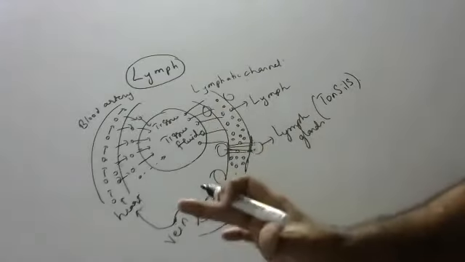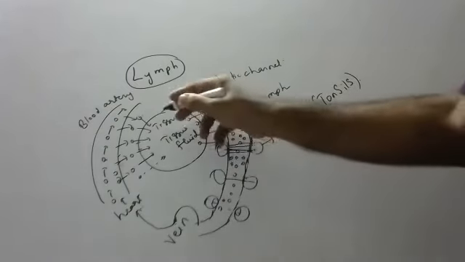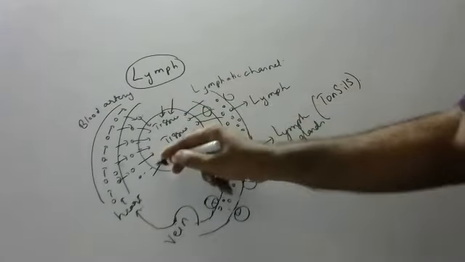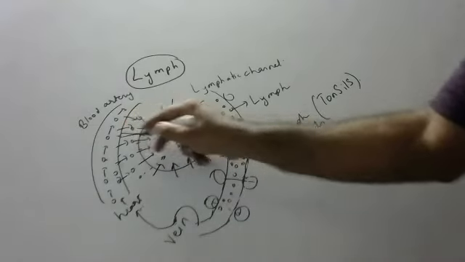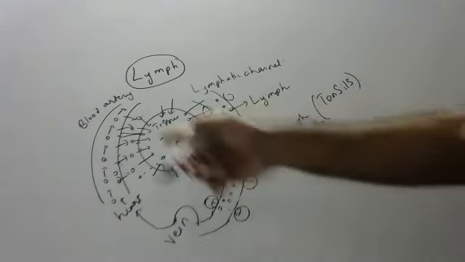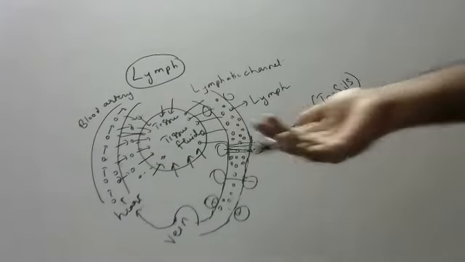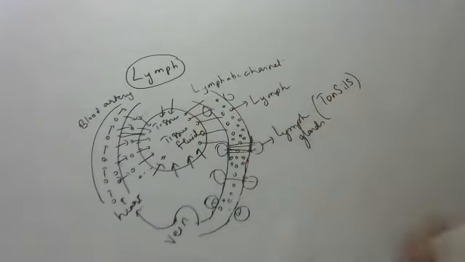What is the function of lymph? To bathe the tissues which are away from our body's direct blood supply, where arteries and veins are not there. Where direct arteries and veins are not there, our tissue fluid will go. Tissue fluid will bathe the tissue, and then it comes to the lymphatic channel.